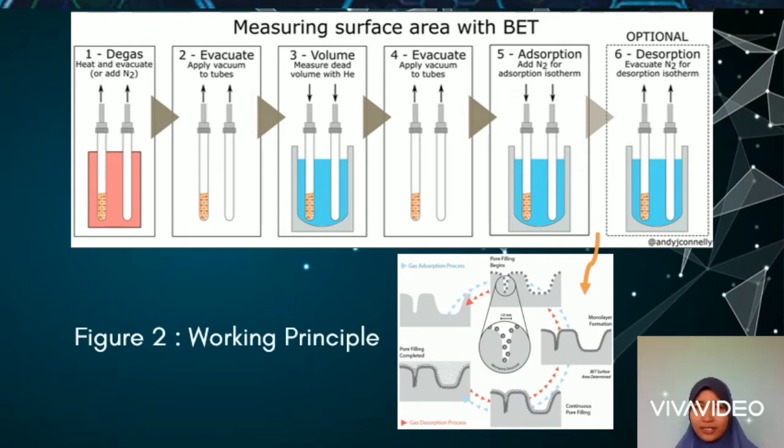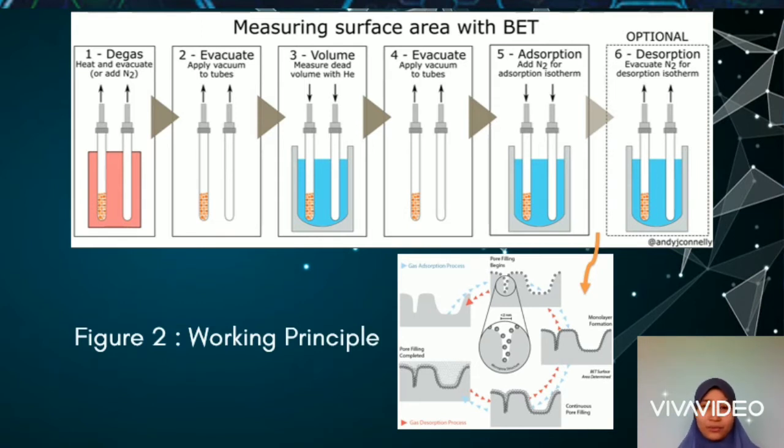And these two processes are shown in this cycle in this picture, which I have explained earlier, where the adsorption of nitrogen occurs on the surface and forms the adsorption isotherm, which we can see in the next slide later. And this is the desorption, where we will evacuate nitrogen for the desorption isotherm. Also, we will see it in the next slide.